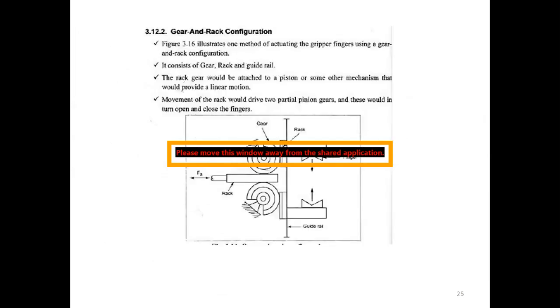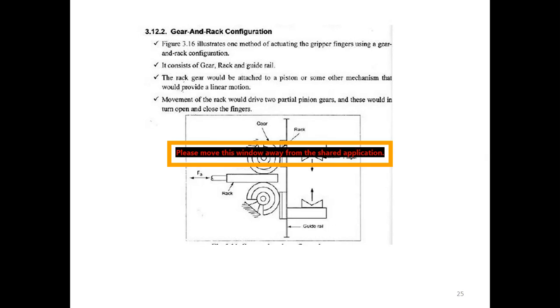The next one is the gear and rack configuration. In the case of gear and rack configuration, we will have a gear, rack, and gate rail. The rack and pinion is a linear type of actuator which comprises a circular gear which engages a linear gear, which operates to transfer motion.